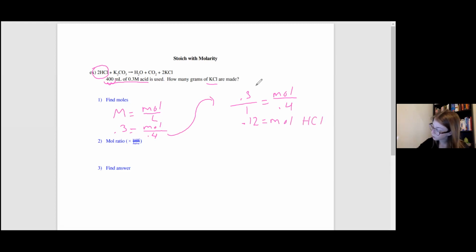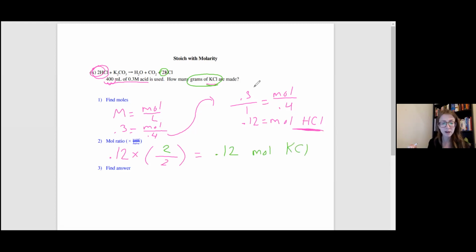Now, what they actually want is KCl in this problem. So I'm going to go ahead and take those moles and do a mole ratio. I'm going to multiply it using my coefficients. The coefficient of what I want is the KCl. That has a coefficient of 2. The coefficient of what I have, remember this information is currently about HCl, that has a coefficient of 2. So I end up still with 0.12, but now it's moles of KCl. Then I can go to find the answer.